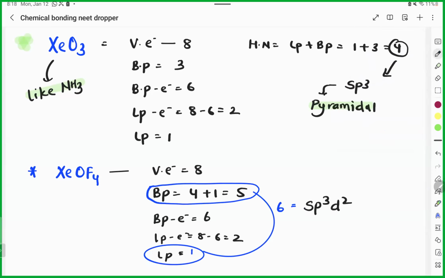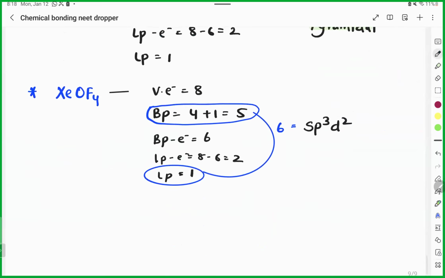Sir, how is lone pair 1? Lone pair electron were 2, so lone pair will be 1. One lone pair has 2 electrons. Yeah, sir. And logically, if we see, it should be 6. So it should be like this.